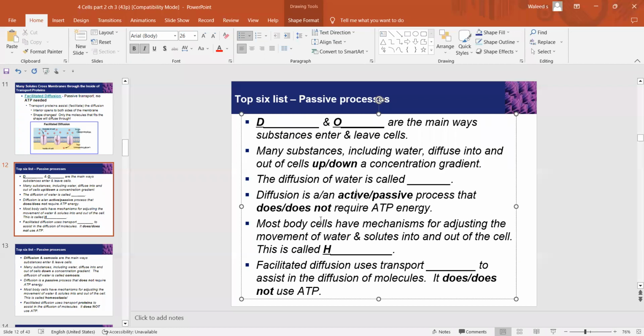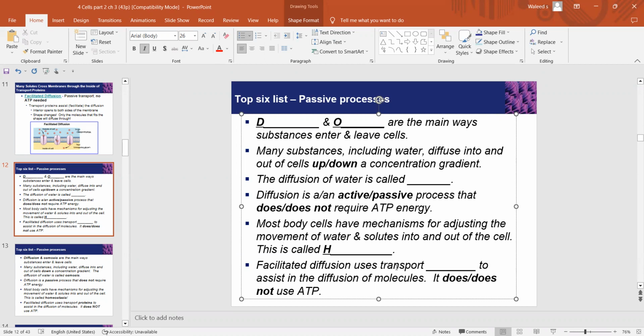Osmosis, yes. Diffusion, is that active or passive? Passive. It's passive because you move down the concentration gradient, and because of that, it does not need energy. The mechanisms adjusting all of this are called homeostasis.